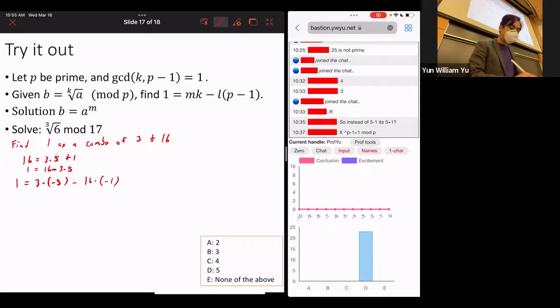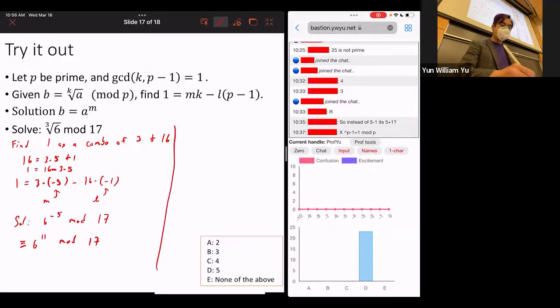We're going to rewrite it in the same format so we can figure out what m and L are. So here, m is minus 5, and L is minus 1. So the solution is just 6 to the minus 5 mod 17. But I don't particularly like 6 to the minus 5. So instead, I'm going to add 16 to it. So this is equivalent to 6 to the 11 mod 17. So that's a positive power, and you just need to compute that.